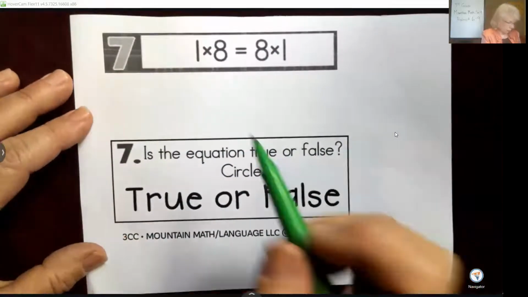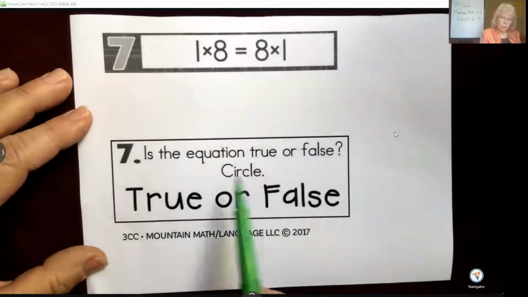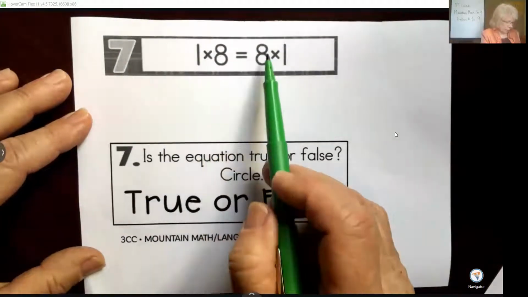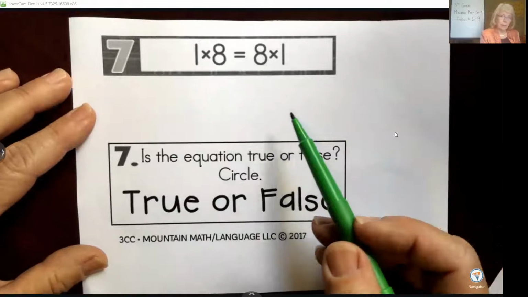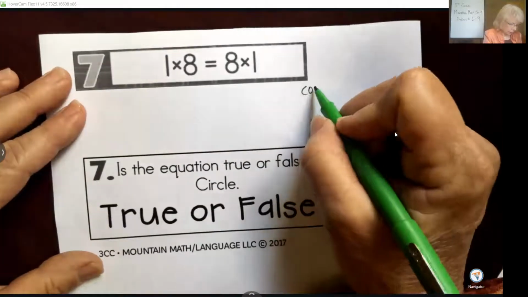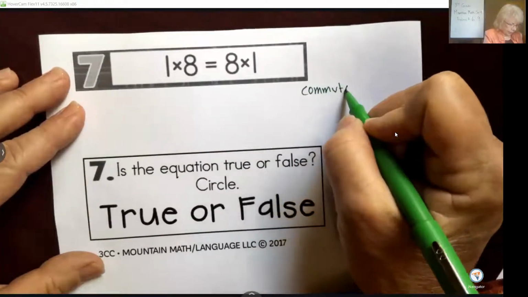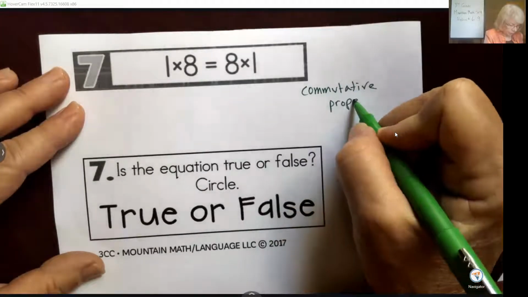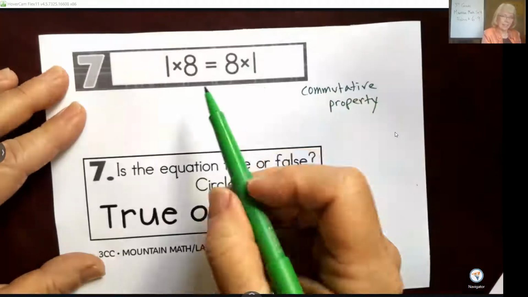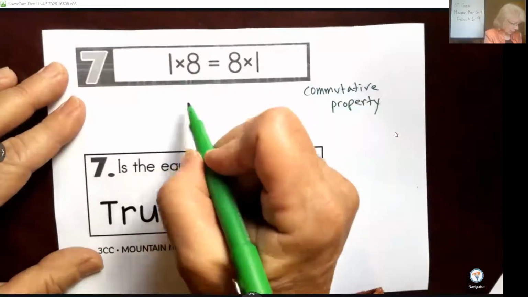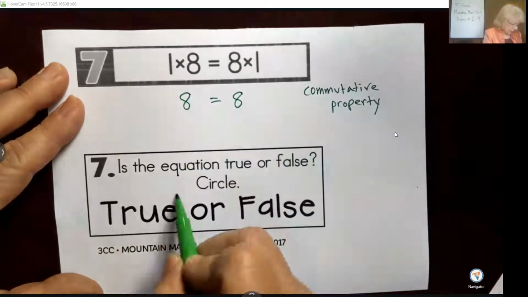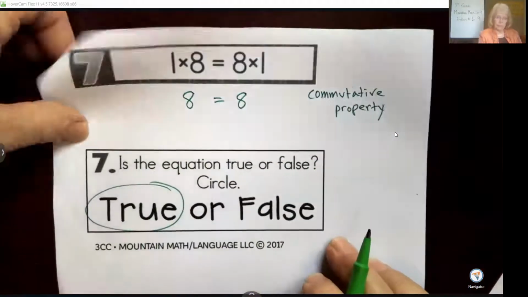Number 7 is, what is the equation true or false? Circle true or false. 1 times 8 equals 8 times 1. So this is the commutative property. And if you did not know that, you could also solve this by just solving the answer on each side and see that 1 times 8 is 8 and 8 times 1 is 8. And so this is a true statement.